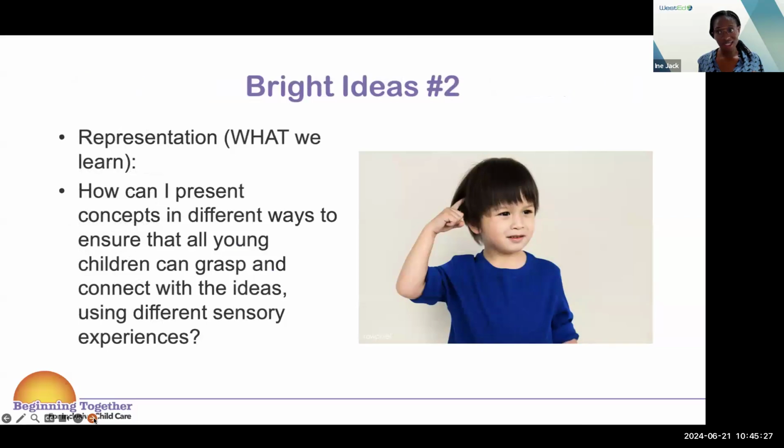So we're going to pause for another minute to do some reflecting on representation. So the question that you can reflect on is, how can I present concepts in different ways to ensure that all young children can grasp and connect with ideas using different sensory experiences?